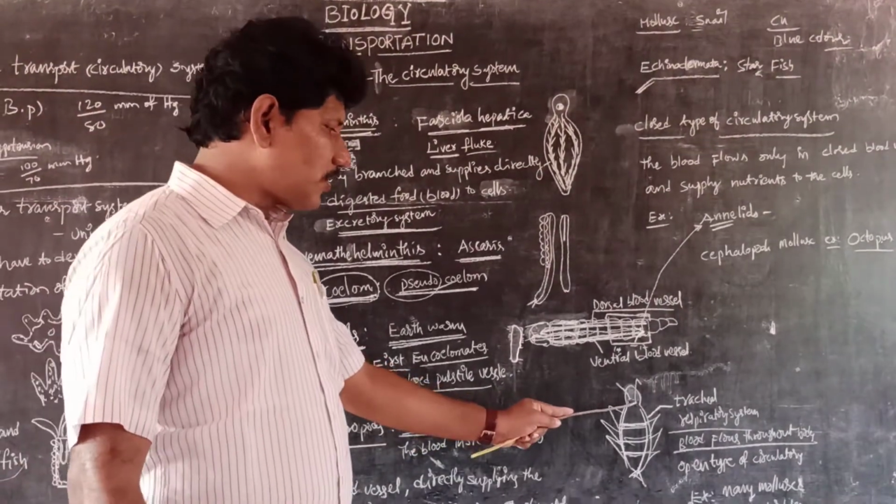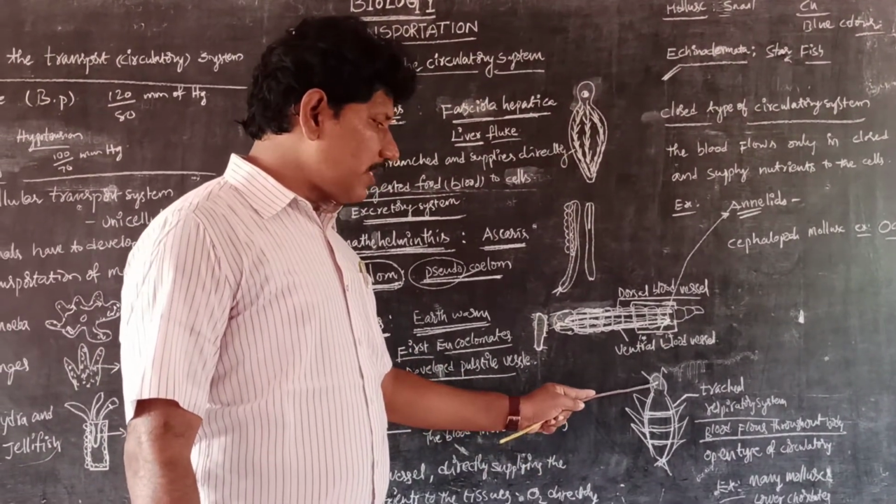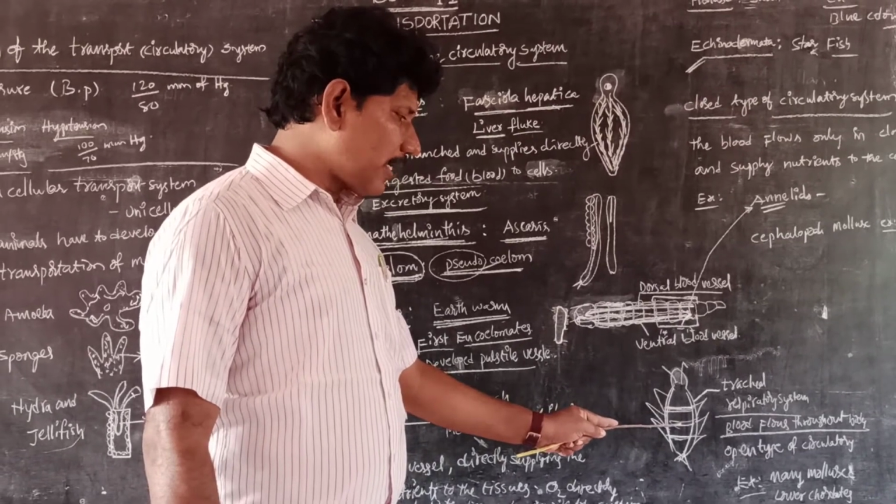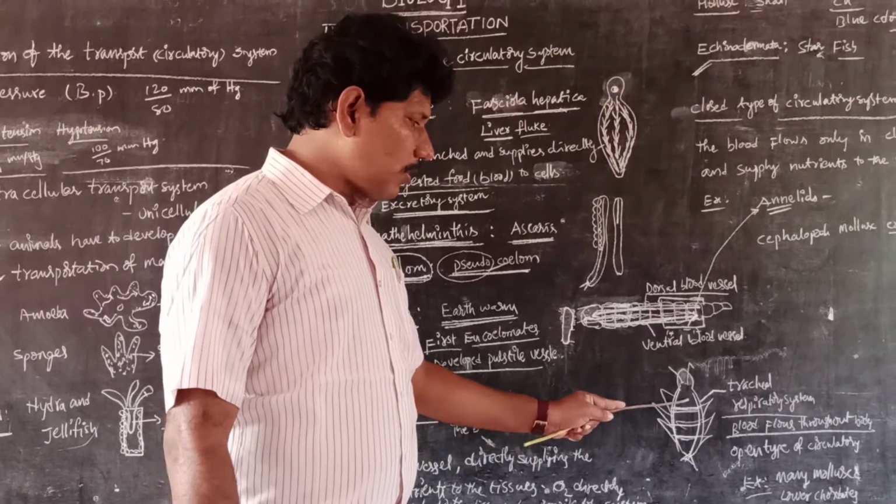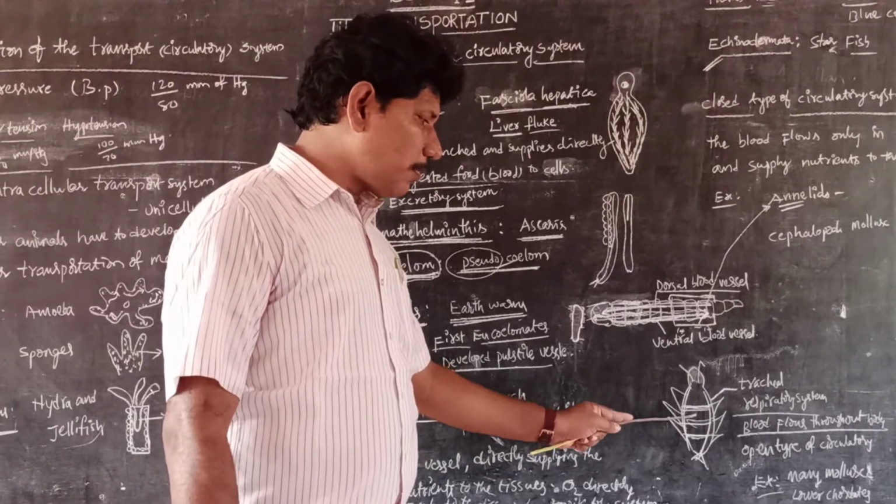Actually, this is the structure of a cockroach. The cockroach has three regions: the head, the thoracic cavity and the abdominal cavity.